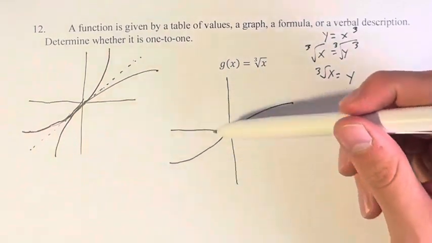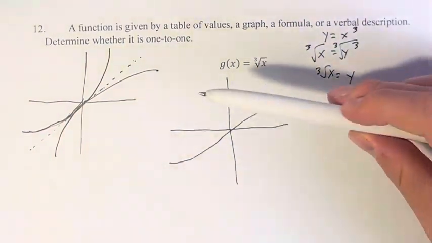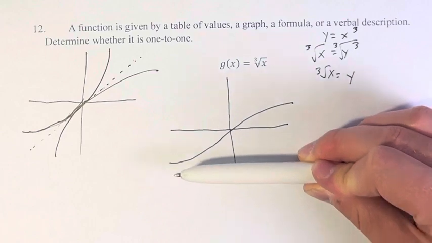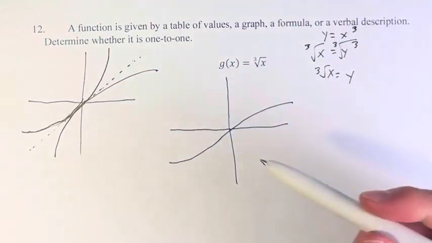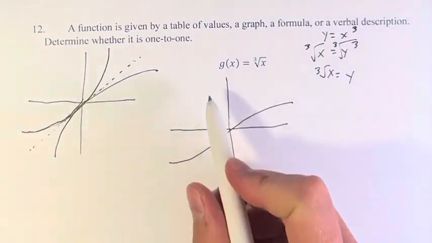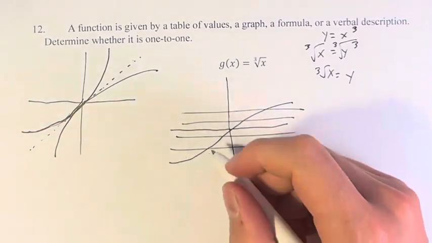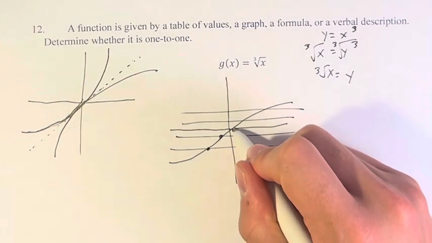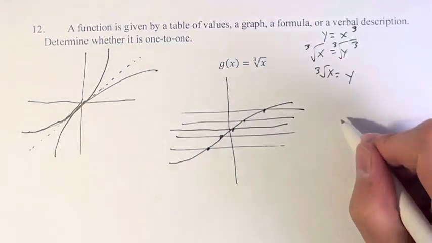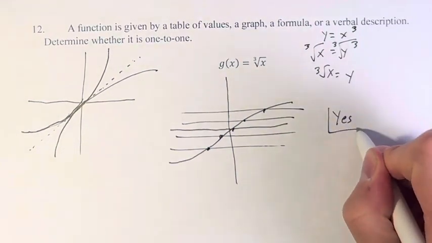And we're asked whether this function is one-to-one. The way we do this is using the horizontal line test, which states that any horizontal line placed through the function can only intersect it once. And we can see, no matter what line we put in, there's only one intersection point. Therefore, yes, the function is one-to-one.